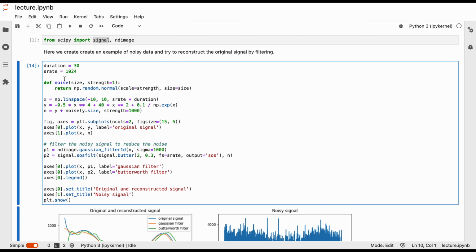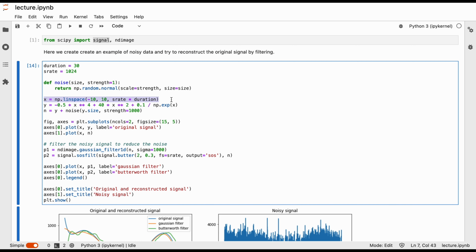So in this cell, we have some noisy data and we're trying to reconstruct the original signal by filtering out that noise. And so our original signal is this Y here, which takes X as an input. And of course, since we're in programming, we have to be discrete. So we define X as values between -10 and 10. And how many values we have, we specify with S-rate and duration. So S-rate stands for sampling rate, telling us how many samples we take per second. And in this case, we have 1024. And then we're sampling or recording for 30 seconds. And the product of that gives us then the number of data points that we have.